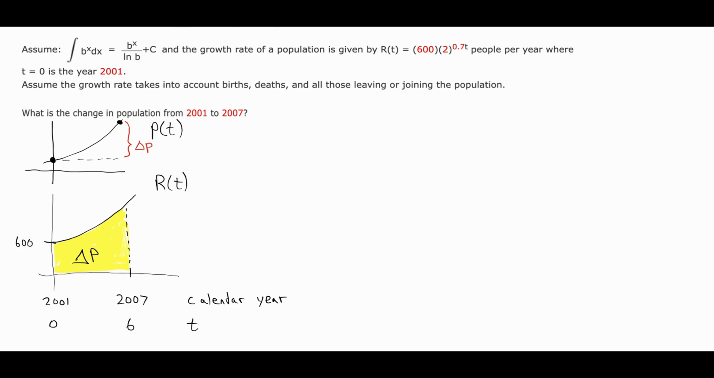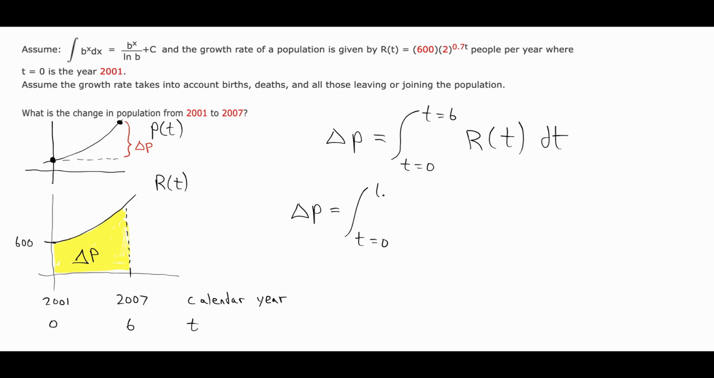Alright, so let's write the integral. Delta P is going to be an integral from t equals 0 to t equals 6 of R of t dt. So it's going to be going from 0 to 6 of this function 600 times 2 to the 0.7 t.